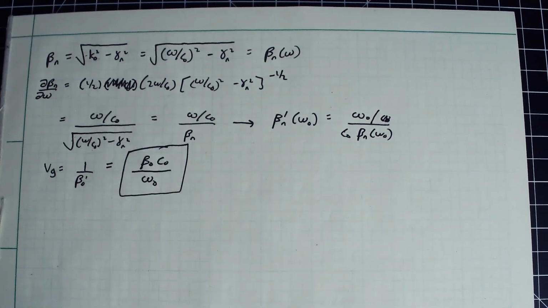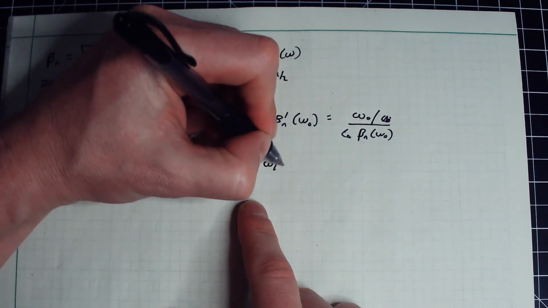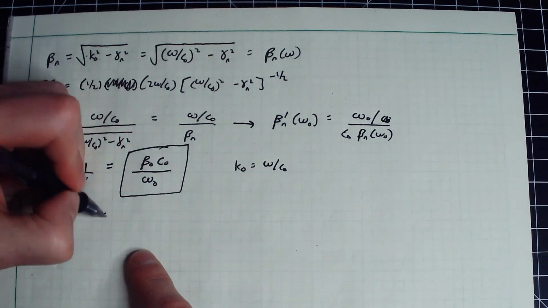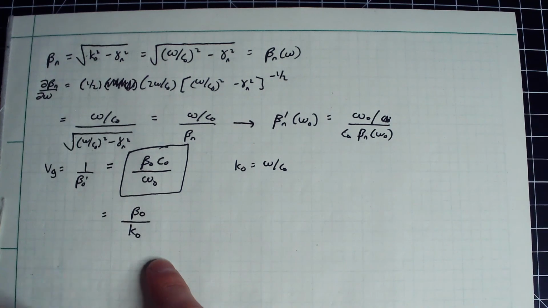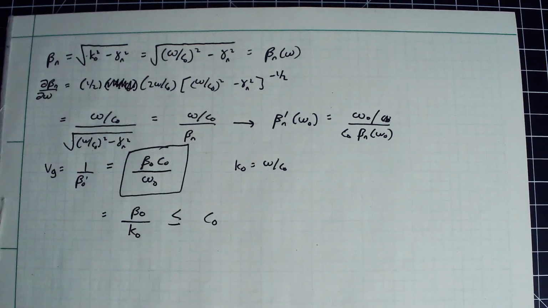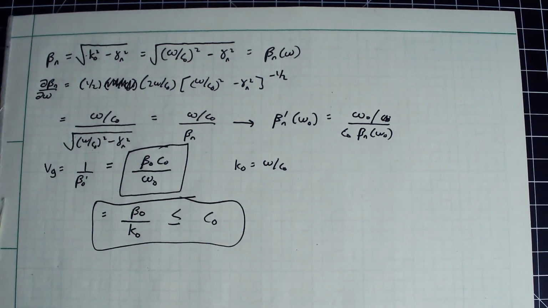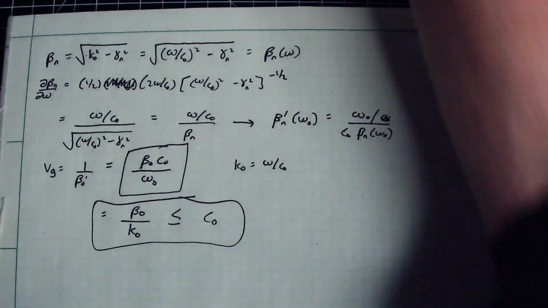Isn't that interesting? Remember, k naught is equal to omega over c naught, my free space wave number. So what this implies is I get the following: beta naught over k naught, which is always going to be less than or equal to the speed of light. Okay, so there we go. We've shown that the group velocity is going to satisfy special relativity. We're not going to create faster than light travel with this. We are still limited by the speed of light.